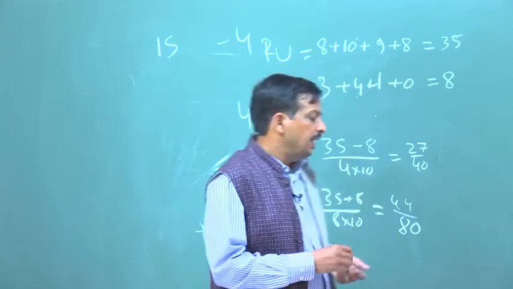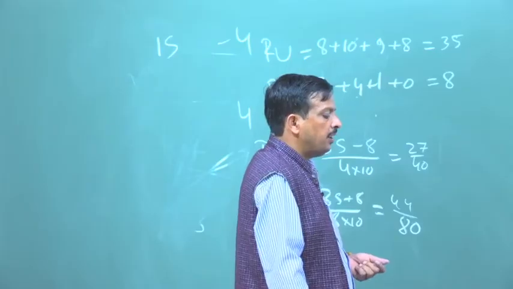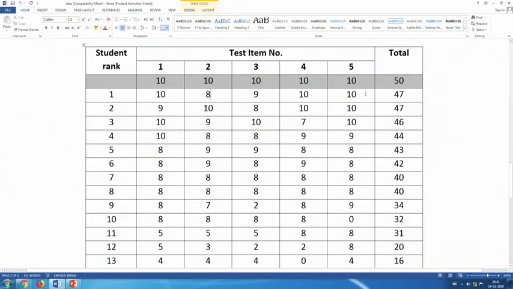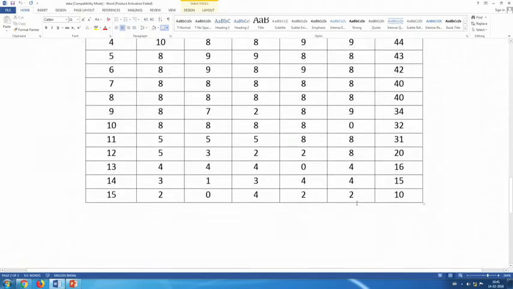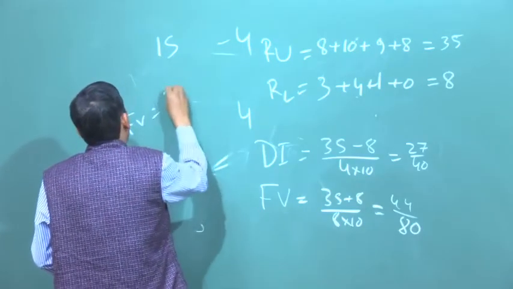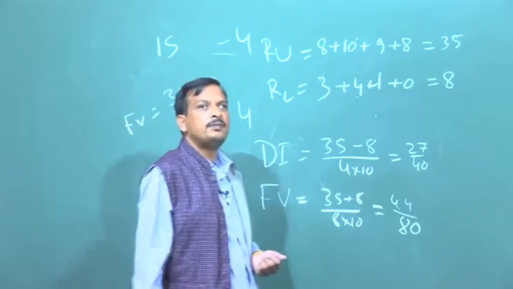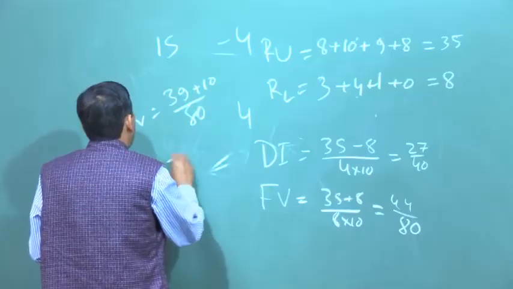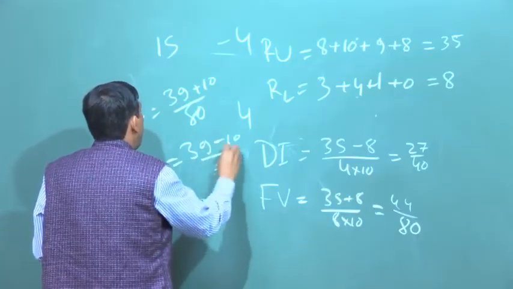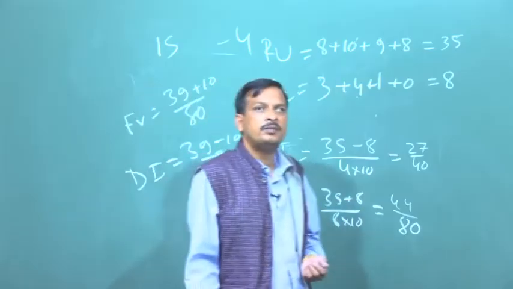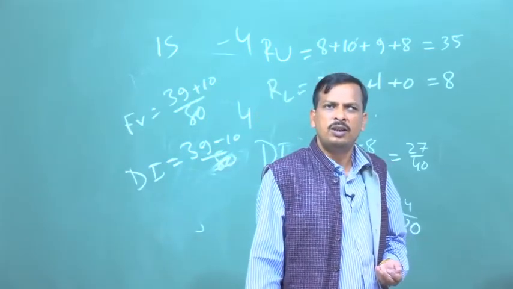Okay. Similarly, if I say calculate the DI and facilitation value of item number 5. For item number 5, upper group marks are 10 plus 10 plus 10 plus 9, which is 39. Lower group marks are 2 plus 4 plus 4 plus 8... so 8 plus 2, 10. So, FV is 39 plus 10 divided by 80. DI is 39 minus 10 divided by 80. So, I can do it that way.